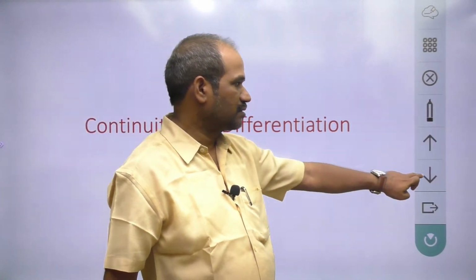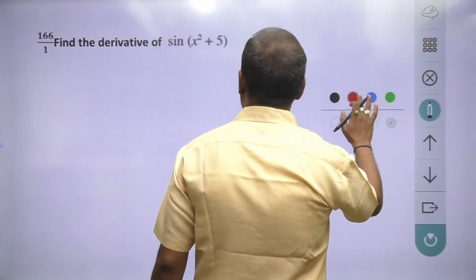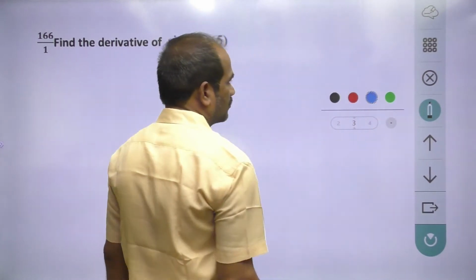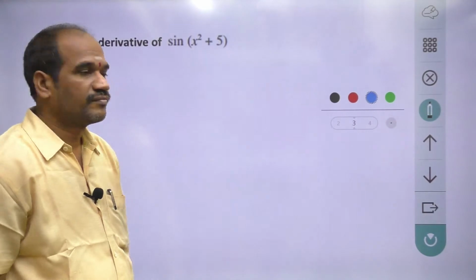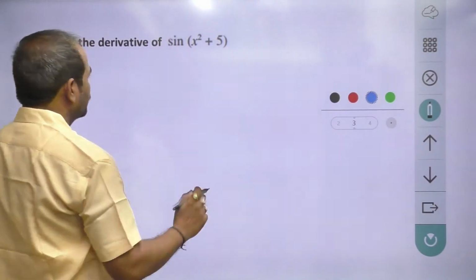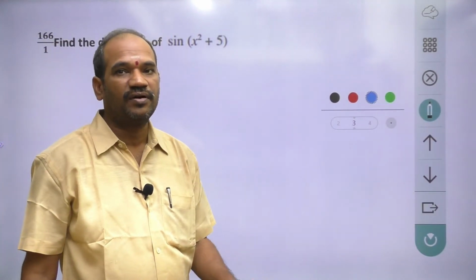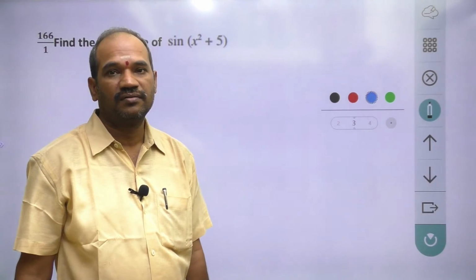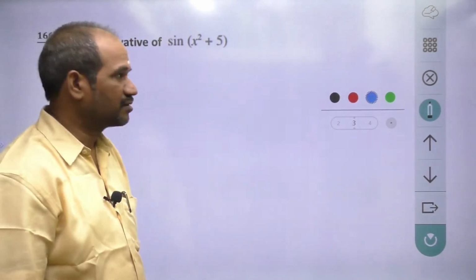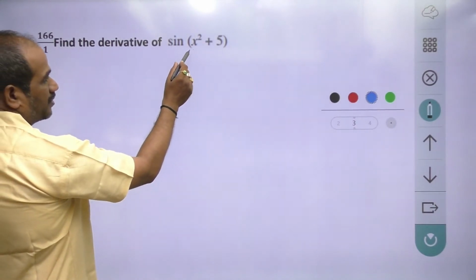See here in this first question: find the derivative of sin of x square plus 5. First, read and write the formulas. The problems are easy, but remembering the formulas is the difficulty. First, read and write the formulas. So in this question, find the derivative of sin of x square plus 5.